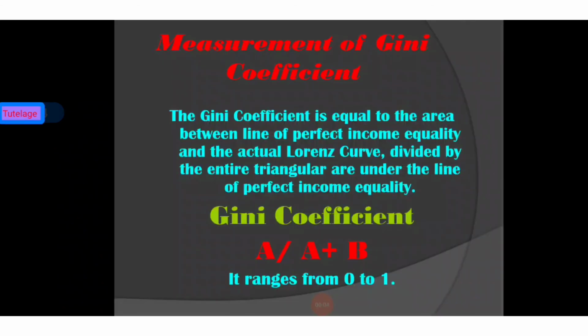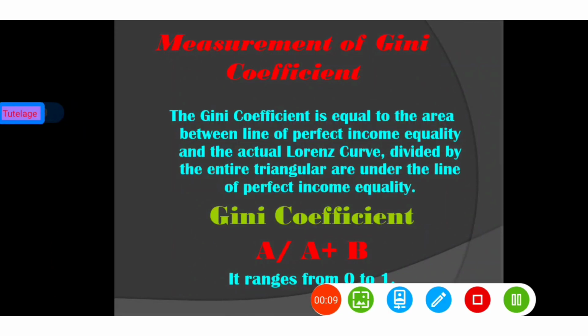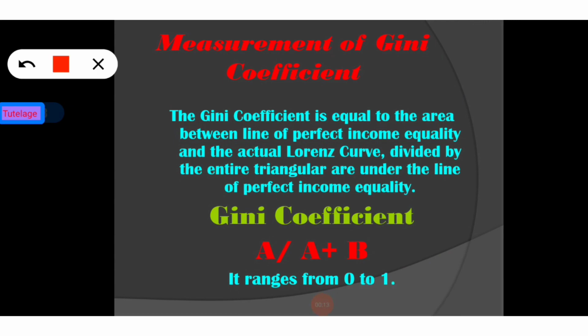Learner, we have already seen the measurement of the Gini coefficient with the help of the diagram of the Lorenz curve. So the Gini coefficient is equal to the area between the line of perfect income equality and the actual Lorenz curve, which is called the triangle A. The light green color indicates the triangle A, which is divided by the entire triangular area. We have already told that. So I think this is clear.